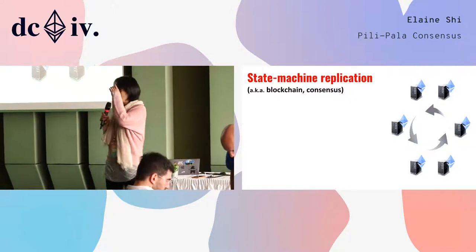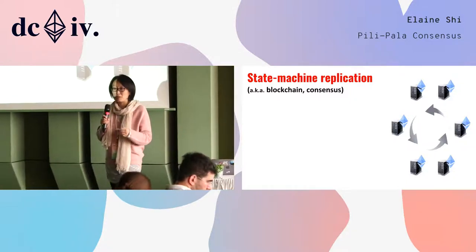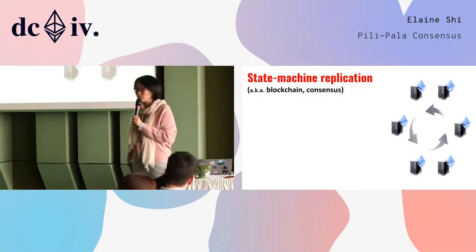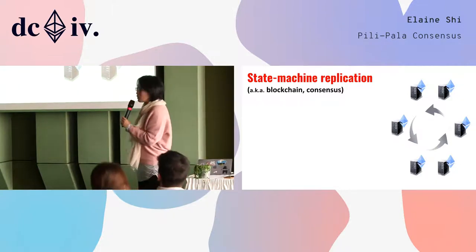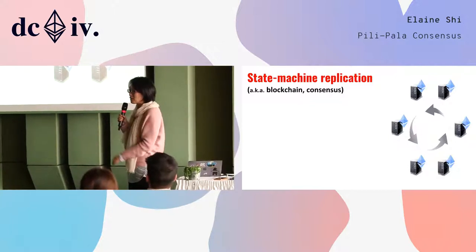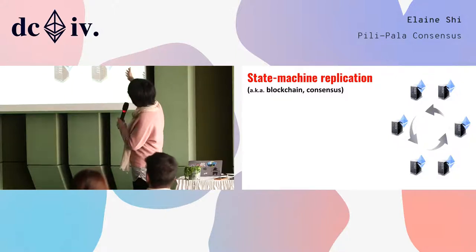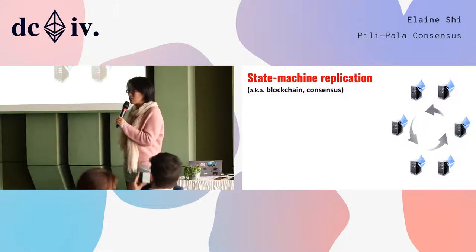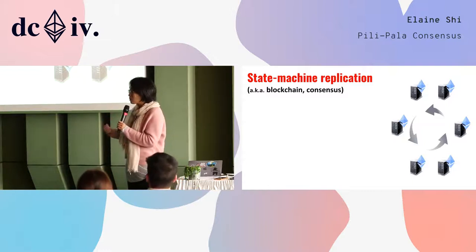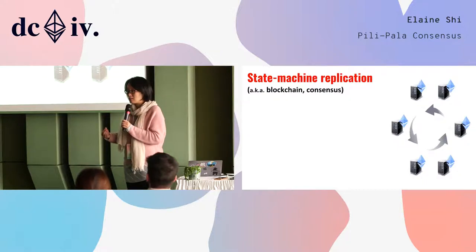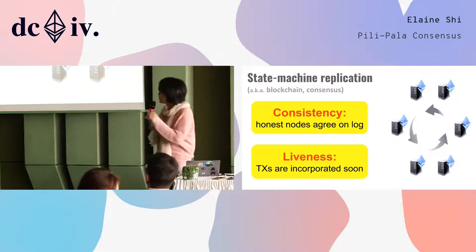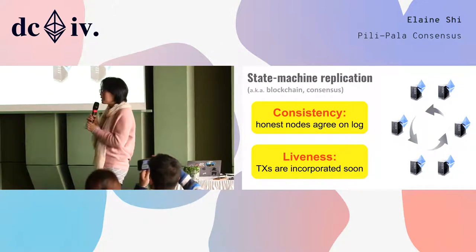Okay, so I will begin by explaining the problem I'm trying to solve. In all these cryptocurrency systems, the core abstraction is called state machine replication, also referred to as blockchain or consensus. In the rest of the talk, these terms are used interchangeably. We have a set of decentralized nodes, and these nodes are trying to reach agreement on an ever-growing linearly ordered log of transactions. There are two important security properties that we care about, namely consistency and liveness.